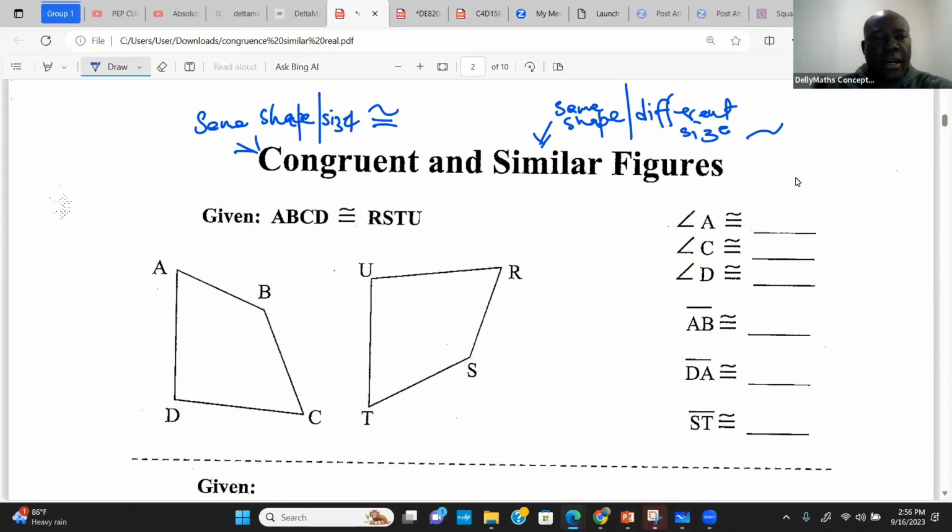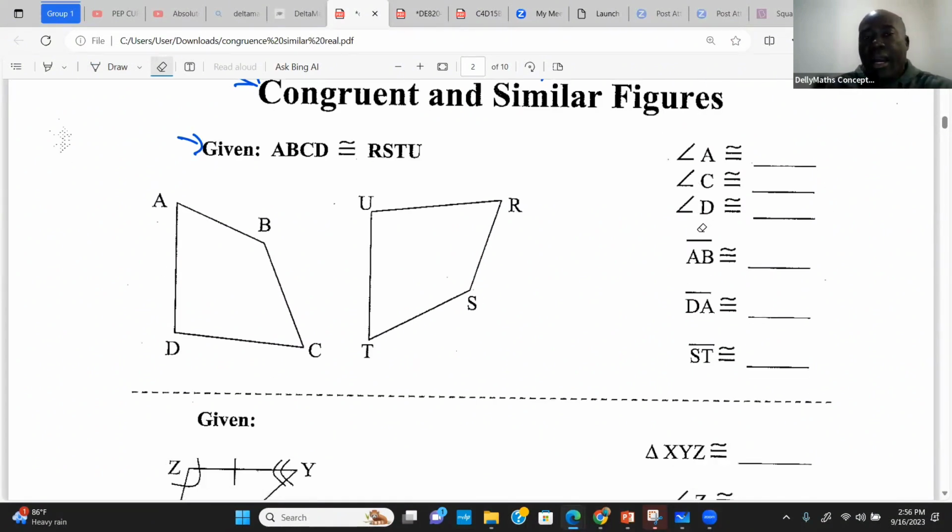In this case, we're dealing with two congruent shapes, which means they're the same size, the lengths of the sides are the same, angles and everything. The information given here, ABCD, is referring to the fact that it's congruent to RSTU.